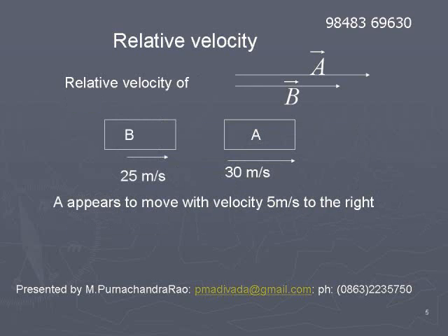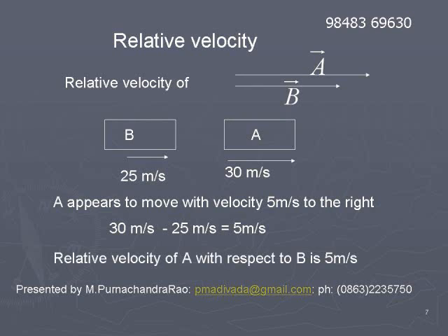When the driver of B observes A without looking at the surroundings, he notices that A is traveling with a velocity 5 meters per second in the forward direction. Here in this case, it is to the right. The driver of B notices that A is moving to the right with a velocity 5 meters per second, because 30 minus 25 is 5. It is the relative velocity of A with respect to B.